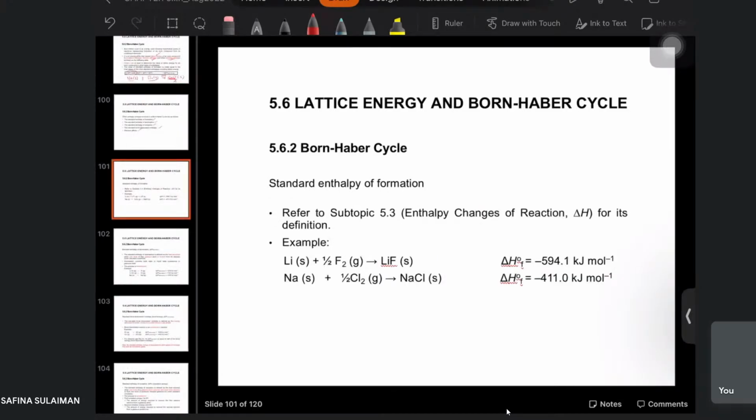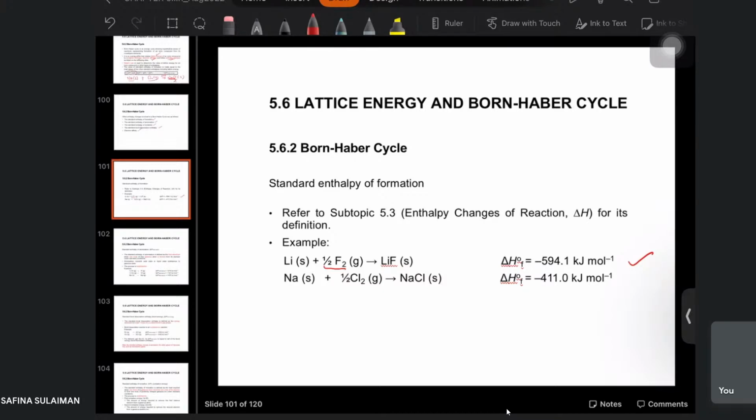Okay, the first one is the enthalpy of formation. Let's say you have Li solid plus half F2 to produce LiF, and this is the enthalpy of formation. This one you have covered in 5.3, which is formation, combustion and neutralization. But this one we want to focus on formation only.